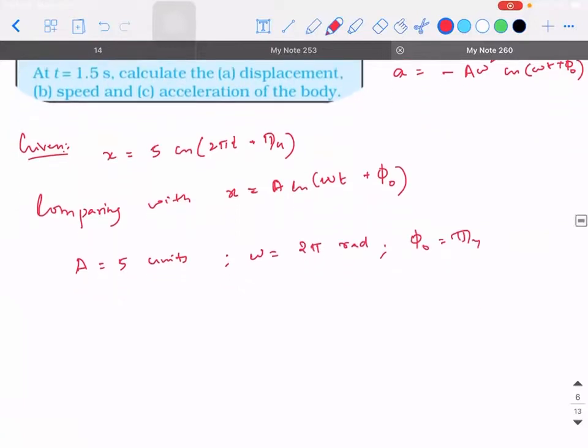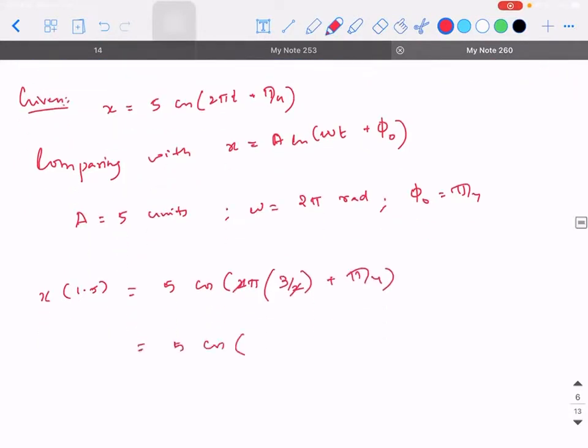Now, we want the instantaneous displacement. So x at 1.5 is equal to how much? 5 times cos of 2 pi into, what is the value of small t? It is 1.5. So I'll write it as 3 by 2 plus pi by 4. This and this get cancelled. So it will be 5 cos of 3 pi plus pi by 4. How much is that? 13 pi by 4. So 13 pi by 4. So 5 cos of 13 pi by 4.